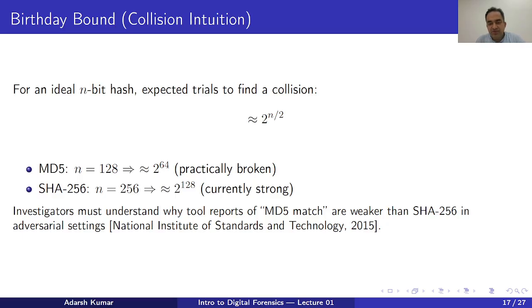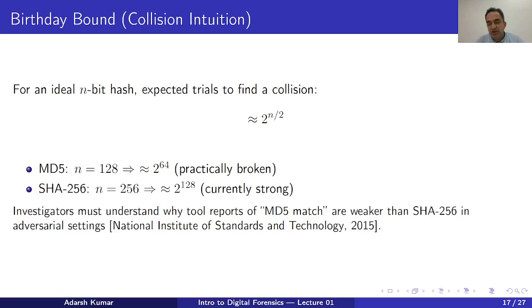For an ideal n-bit hash, finding a collision takes roughly 2 to the power n/2 trials. So message digest algorithm 5, MD5, at 128 bits is around 2 to the power 64 and practically broken, while secure hash algorithm 256-bit, SHA-256, is around 2 to the power 128 and currently strong. Students should understand why an MD5 match is weaker against an adversary who can craft collisions.